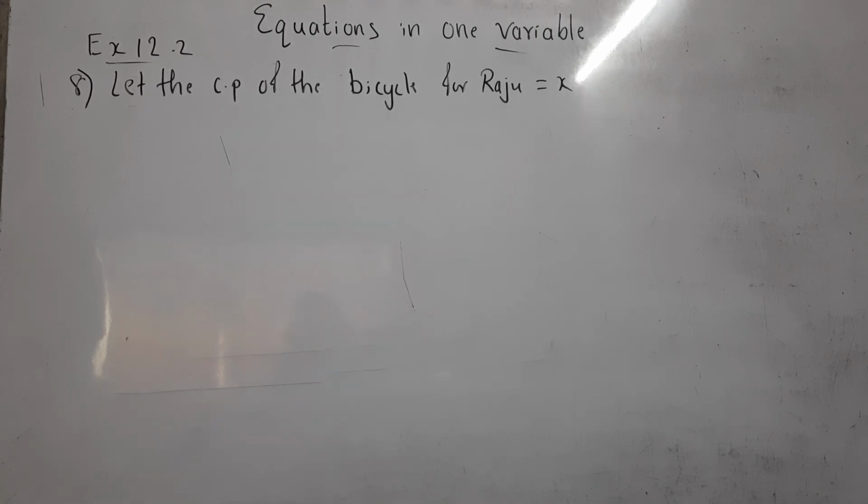Okay, question number 8 is a little bit difficult sum, so better pay attention properly, students. Raju sold a bicycle to Amit at 8% profit. Amit repaired it, spent rupees 54. Then he sold the bicycle to Nikhil for rupees 1134, with no loss, no profit. Find the cost price of the bicycle for which Raju purchased it.